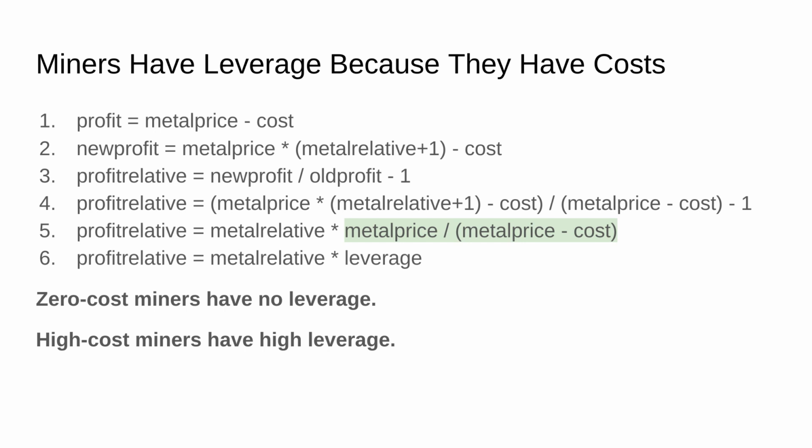Now let's take a closer look at that leverage factor, the green highlighted portion of the expression. It is the metal price divided by the difference of the metal price and the extraction cost. Right away we could see that if cost is 0, leverage becomes 1. In other words, zero cost miners have no leverage. If the cost is, for example, half the metal price, then the green expression evaluates to a 2. Now a miner that has leverage 2 will experience a 2% profit increase for a 1% metal price increase.